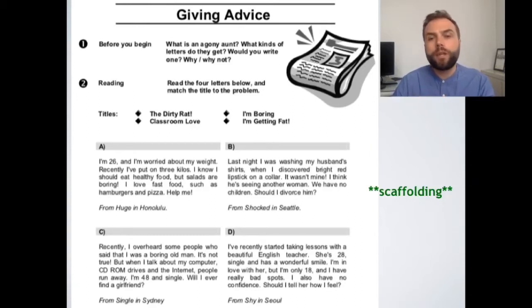So this is reading practice. Give some time for students to do this. Now, actually, I haven't put this on this slide, but this worksheet also has a second part that I usually put on the back. The second part of this worksheet is the replies from the agony aunt that were on the problem page, and students have to match the suggestions in the reply with the correct letter. Okay, so this is scaffolding, giving some more controlled practice and so on.